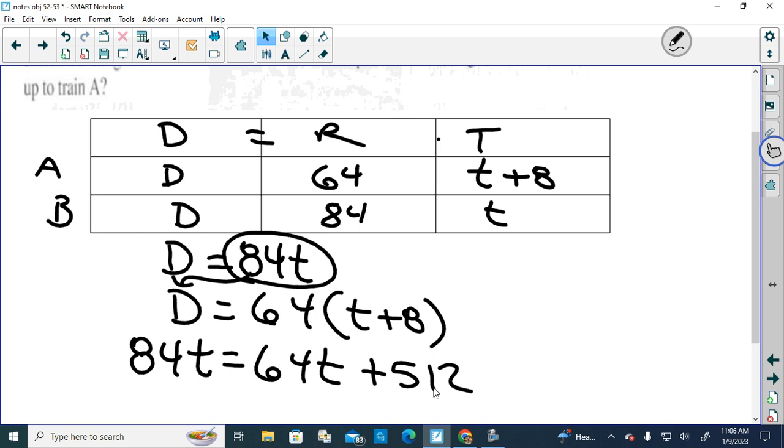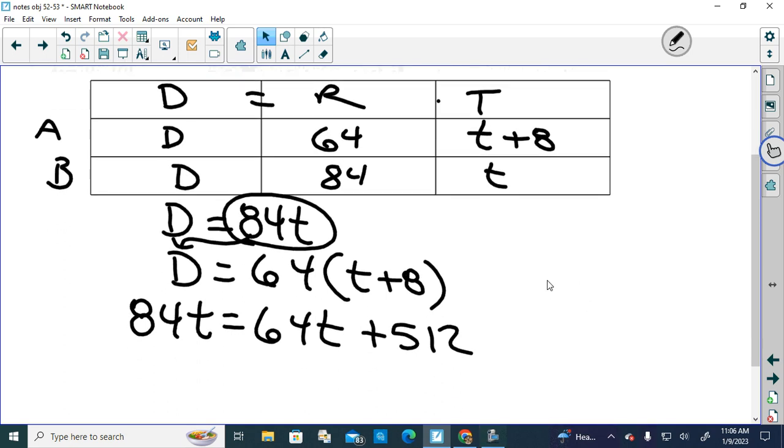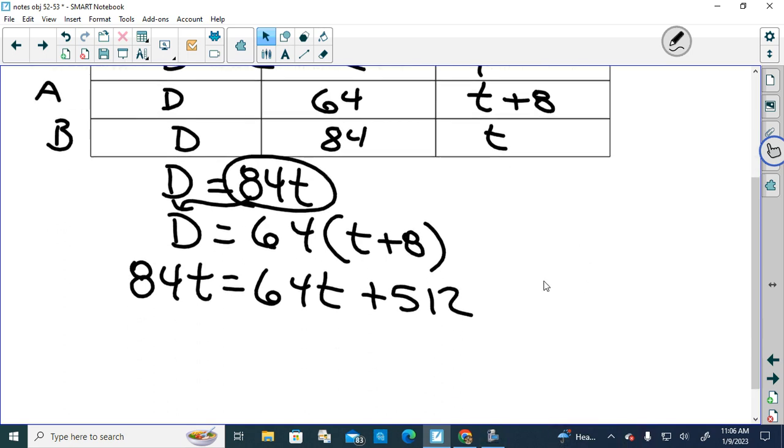Okay, move my 64 over. Divide by 20. Good.